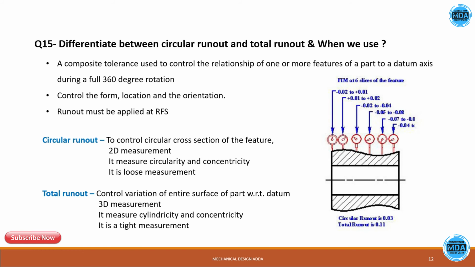Total runout is the control of the entire surface with respect to the datum. This total runout is a 3D measurement. The total runout measures the cylindricity and the concentricity, and it is a tight measurement. In total runout we have to take the complete reading. In the picture you can see that at different cross sections we take the readings, and the average of those readings is the circular runout, and the total of those readings is called the total runout.